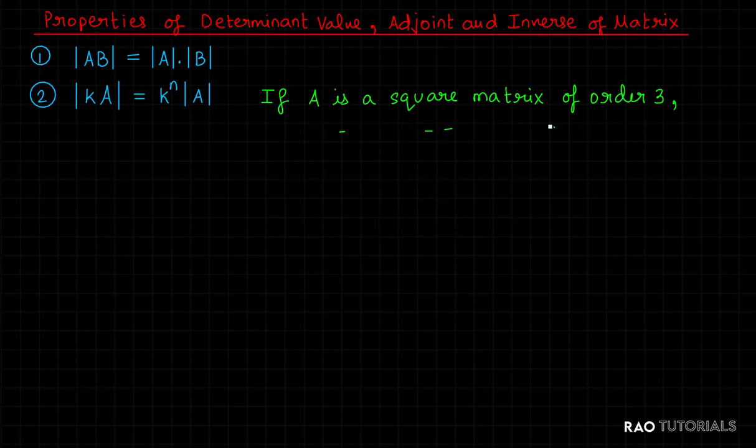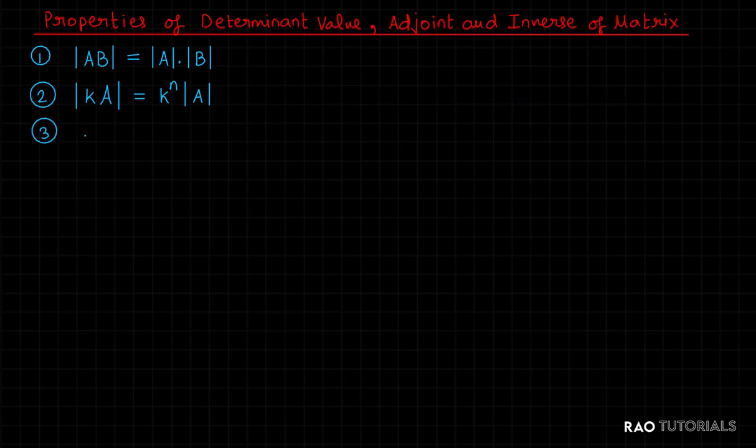The next result is the product of A and adjoint A in any order equals determinant A times the identity matrix. To see this result, we need to analyze the determinant value of a matrix. Consider a third order matrix, say this one.